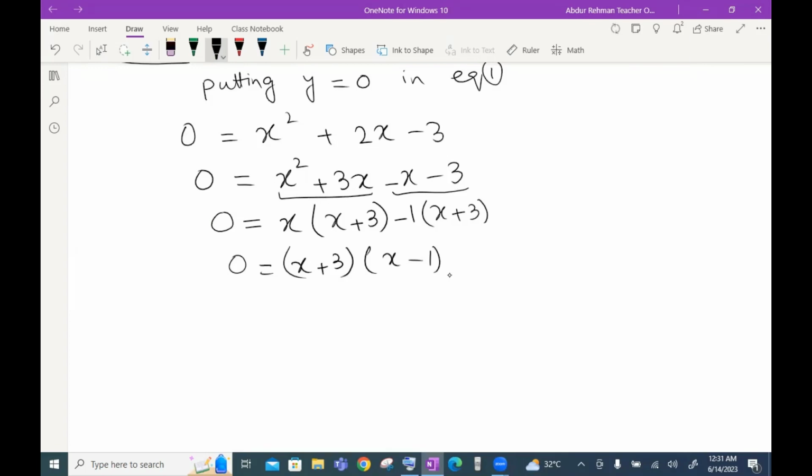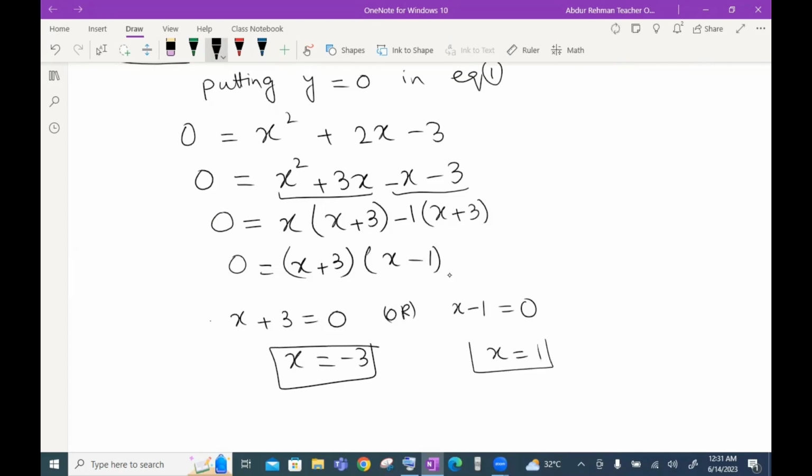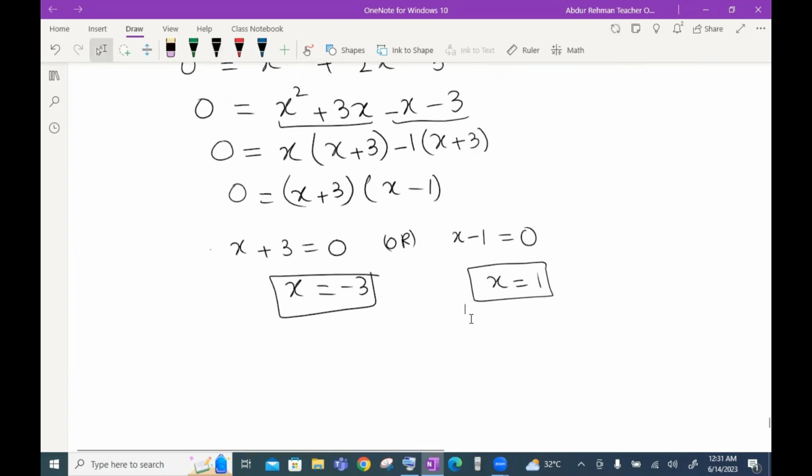So we equate x plus 3 with 0, and x minus 1 with 0 also. The x-intercepts are x equals minus 3 and x equals 1. There are two x-intercepts, 1 and minus 3. So the next step is to find the line of symmetry.